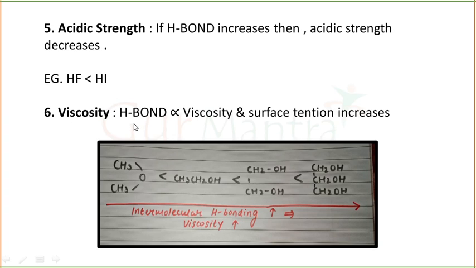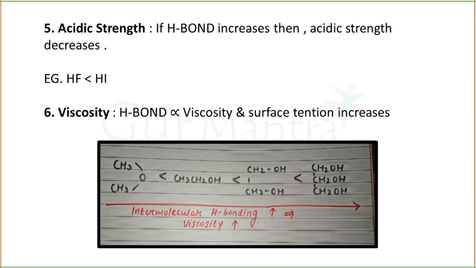Sixth point is viscosity. Hydrogen bond is directly proportional to the viscosity and surface tension. As the hydrogen bond increases, viscosity increases and the surface tension increases. As you can see in this example, as the number of OH groups increases, hydrogen bond increases and viscosity also increases.